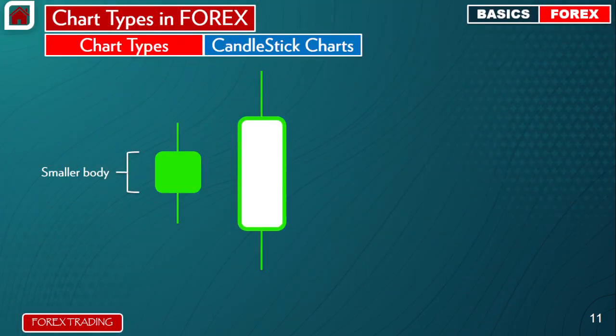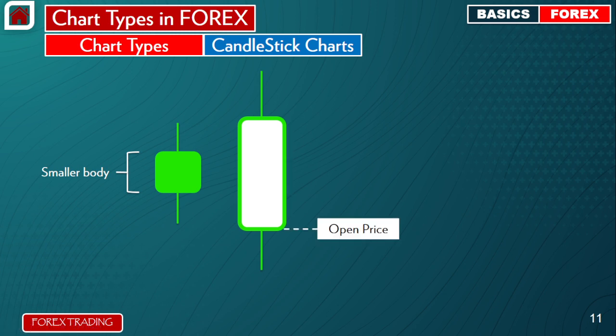You see it's a smaller body, which tells us that there was not much movement of the price, and then you have a long body which shows us that there was a lot of movement of the price. This is the body of the candle. This is a short body, and this is the body of the long candle. And the line above and below, and here above and below, these are called the shadows, or they are also called wicks.